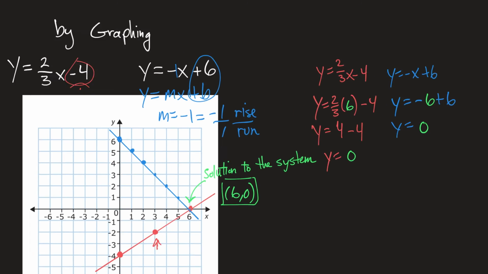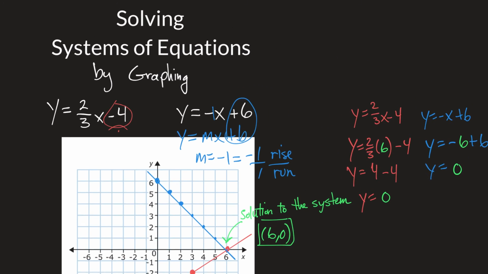So that's what solving a system of equations means. It means that ordered pair will work for x and y. It'll satisfy both equations, which produces true statements. That's all I've got to say about that.